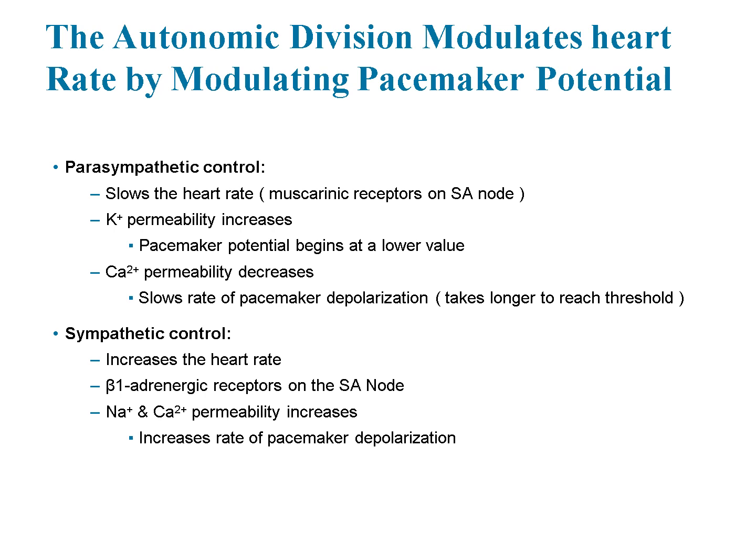In contrast, sympathetic control increases the heart rate by stimulating beta-1 adrenergic receptors in the sinoatrial node. This enhances sodium and calcium permeability, increasing the rate of pacemaker depolarization. Because the membrane potential reaches threshold more quickly, action potentials fire at a faster rate, leading to an increased heart rate. Through these mechanisms, the autonomic nervous system dynamically adjusts heart rate to meet the body's changing demands, such as during rest, exercise, or stress.